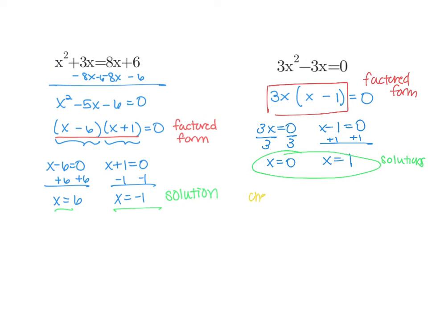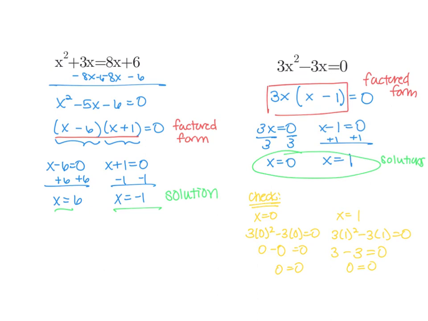If you ever want to check your work, it's very easy to take what x equals and substitute it back into the equation. 3 times 0 squared minus 3 times 0 equals 0. And see if it makes a true statement. Here we get 3 times 0 squared is 0, minus 3 times 0, which is 0. So 0 minus 0 equals 0. Works. X equals 1. 3 times 1 squared minus 3 times 1. So we get 3 minus 3, which means 0 equals 0. So I know my solutions work because I can check it.